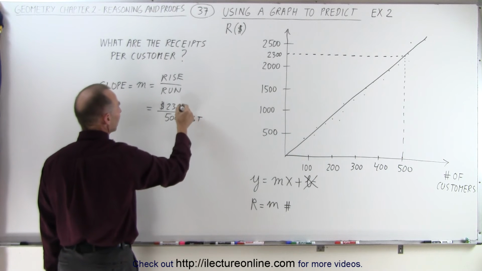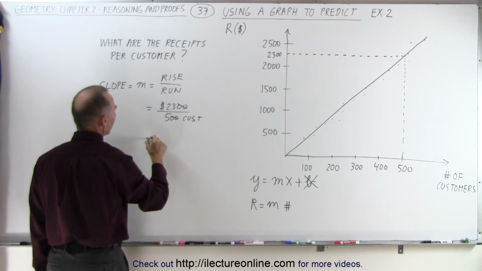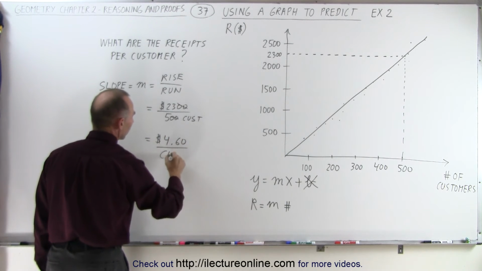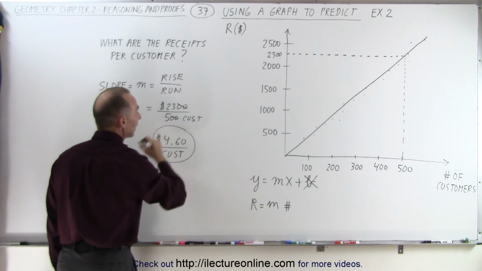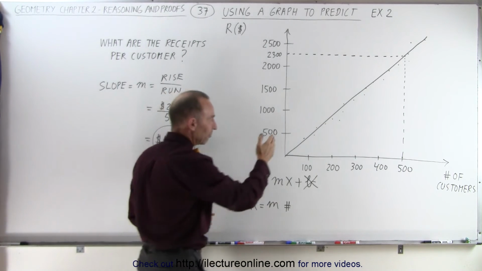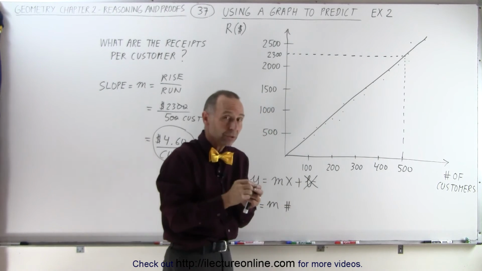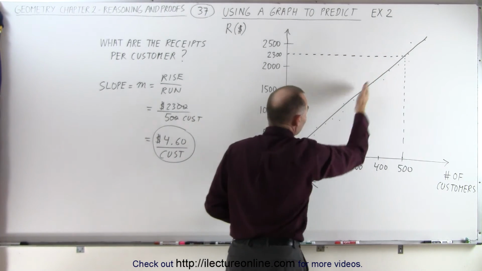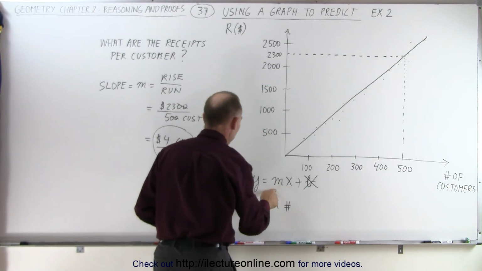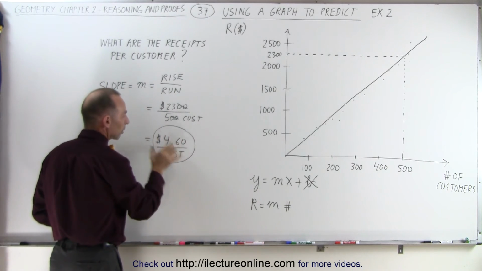When you simplify that, you have 23 divided by 5, which means this is equal to $4.60 per customer on average based upon that slope. Even though we have various intakes of money for various numbers of customers, and it's not always the same number of dollars per customer, when you draw a best fit line and find the slope of the line, you can see that the slope, found by taking the rise over the run, will be the number of dollars per customer.